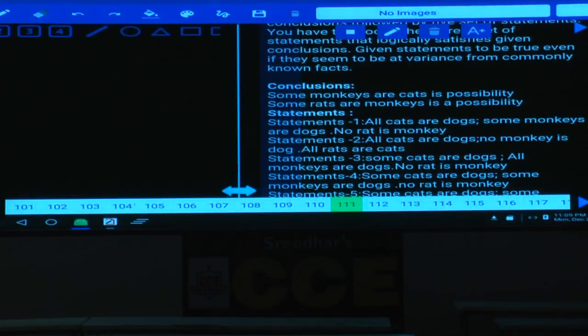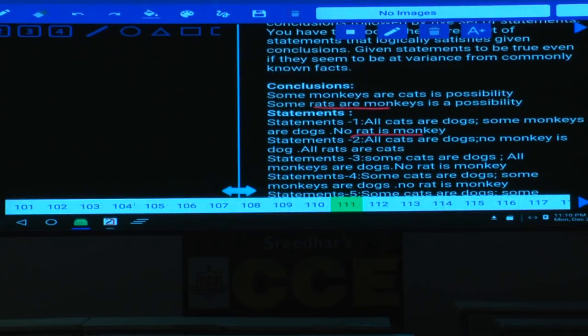Then no rat is a monkey. No rat is a monkey, and some rats are monkeys is not possible at all, isn't it? Some rats are monkeys should be possible. Here no rat is a monkey, so choice one is ruled out. Follow avutunda leda? First one is ruled out.